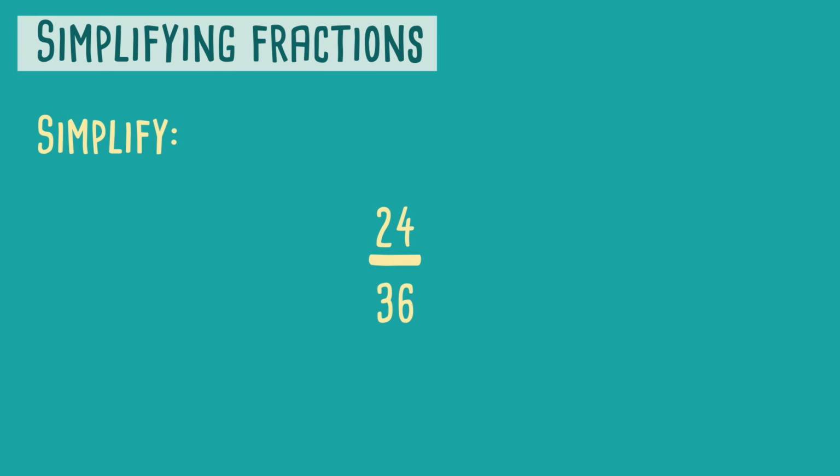Let's look at a question. If we are asked to write the fraction in its simplest form, we could keep dividing by 2 until we reach the smallest numbers for the numerator and denominator. Or we could simply try to think of the largest number that will divide into both 24 and 36. In this case, it's the number 12. This is the highest common factor of these two numbers.